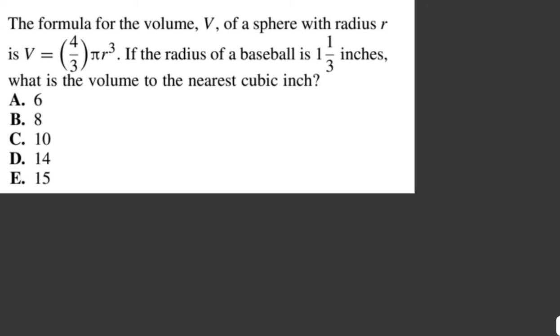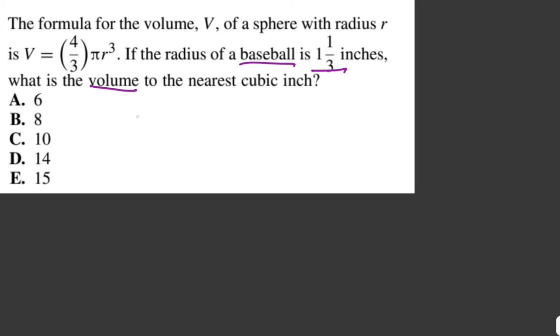The formula for the volume V of a sphere with radius r is V equals 4/3 pi r cubed. If the radius of a baseball is 1 1/3 inches, what is the volume to the nearest cubic inch? Now we are asked to solve for the volume of the sphere given its radius, or the volume of the baseball in the shape of a sphere.